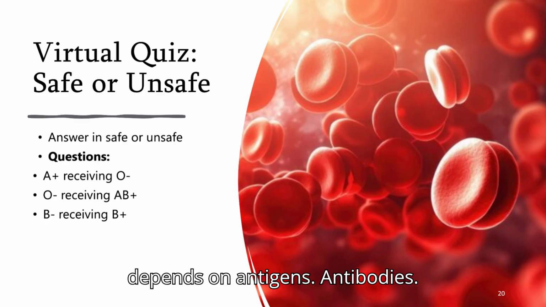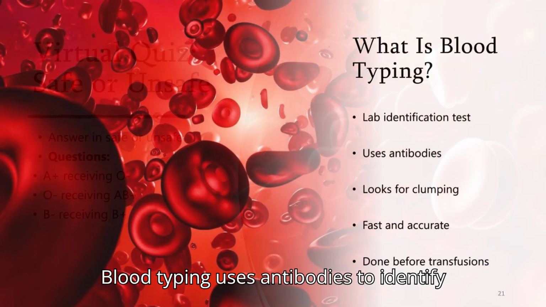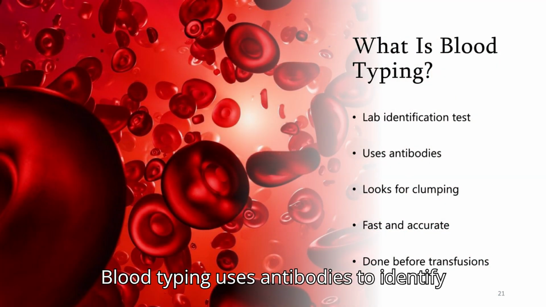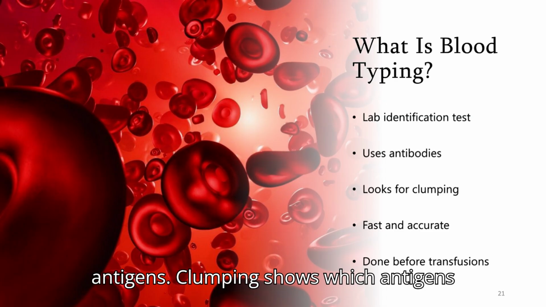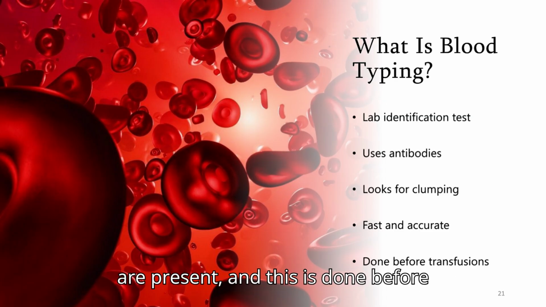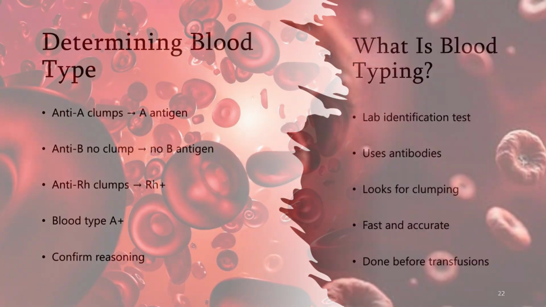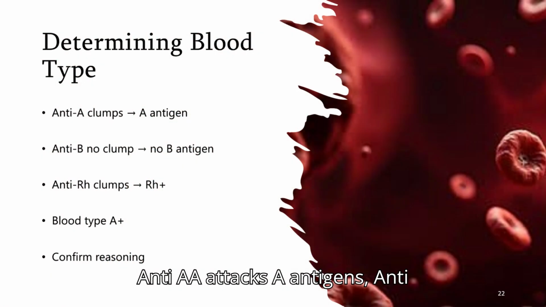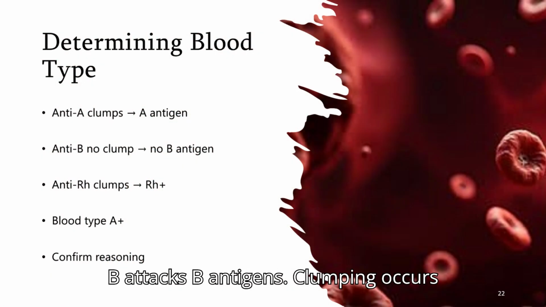Safety depends on antigens and antibodies. Blood typing uses antibodies to identify antigens. Clumping shows which antigens are present, and this is done before every transfusion. Anti-A attacks A antigens, anti-B attacks B antigens.